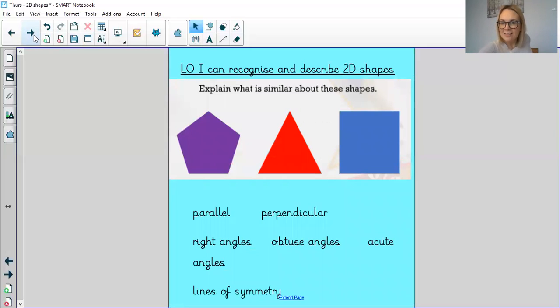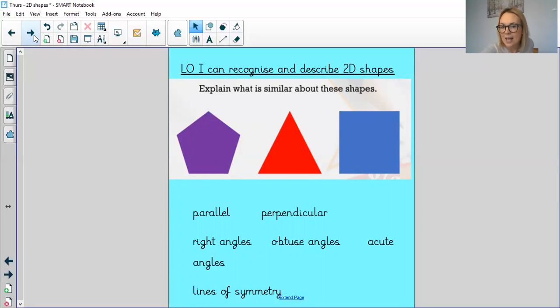Okay, and this is our last task before we move on to our worksheet. It says here, explain what is similar about these shapes. So you've got a pentagon, a triangle, and a square. I would like you to pause the video one last time and describe the differences and the similarities, so things that are the same and things that are different, about those 3 shapes using as many of those maths words on the board as you can.